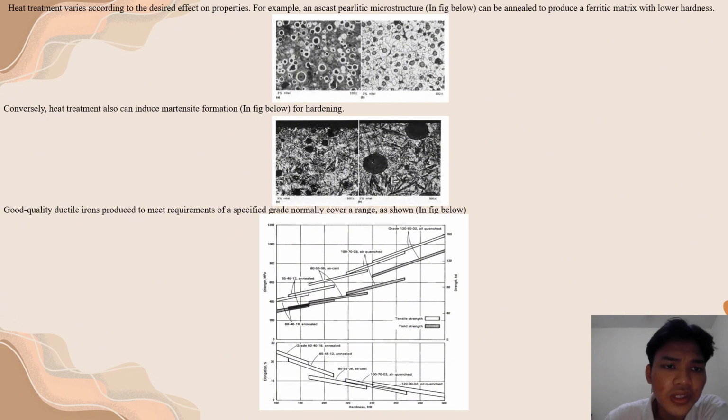Heat treatment varies according to the desired effect on properties. For example, a cast pearlitic microstructure can be annealed to produce a ferritic matrix with lower hardness. Conversely, heat treatment also can induce martensite formation. Good quality ductile irons produced to meet the requirements of a specific grade normally cover all grades.